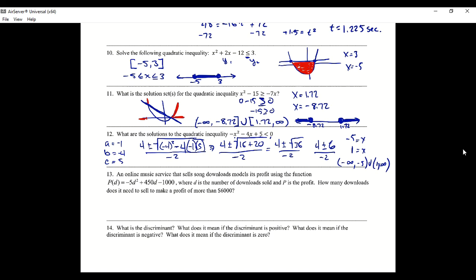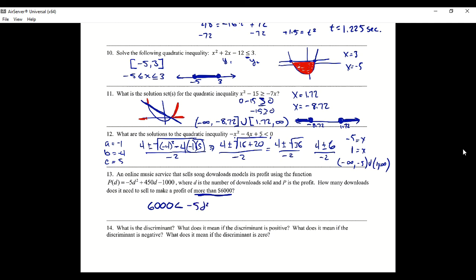All right, number 13. Online music service sells downloads. Profit function is our P. Profit in terms of downloads is equal to -5d squared plus 450d minus 1,000. How many downloads they need to sell to make a profit of more than 6,000? This should look very familiar, as it was on the work yesterday. So since we need more than 6,000, we're going to have 6,000 as our profit is less than, not less than or equal to, just less than, because more than 6,000 is not a viable solution.